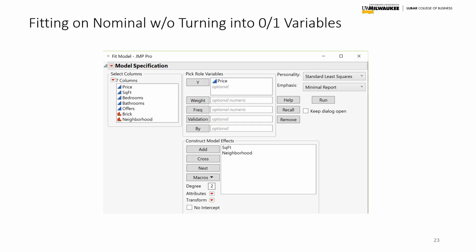Now, I will note that in JMP, you don't have to turn the categorical variables into 0, 1 variables. You can actually give that original nominal variable straight into the regression platform. Now, I'm going to advise you not to do that, but I want to actually show you that you can so that I can emphasize that you shouldn't. You see here in the fit model platform, I gave square footage and neighborhood. That's the original nominal variable.